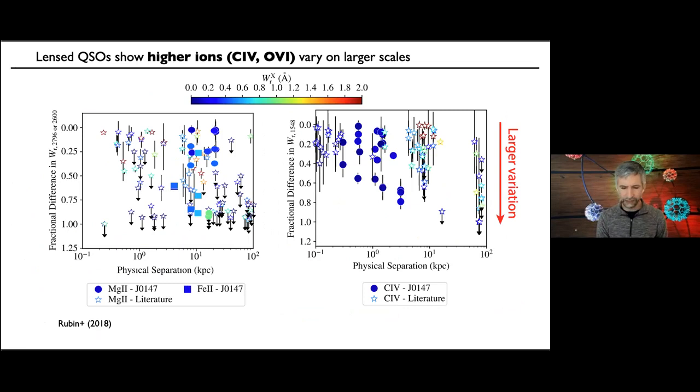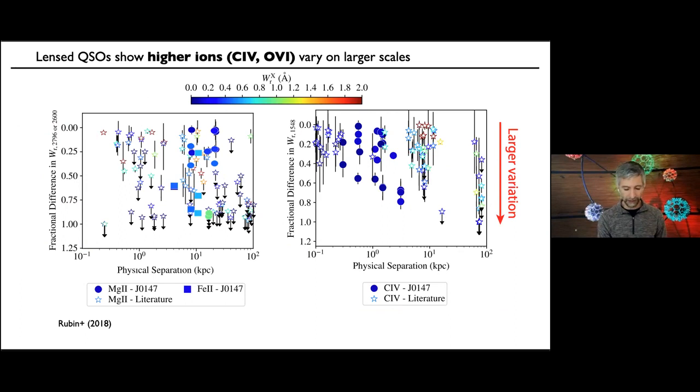Kate Rubin in a 2018 paper had a nice little summary of the picture of this. On the left is the fractional difference in the equivalent width coming from magnesium-2 or iron-2, so low ionization state gas. And on the right, you see the same quantity for carbon-4. Now, I should say, as you get lower on this plot, that means a larger difference between 2 sight lines probed by gravitationally lensed quasars.